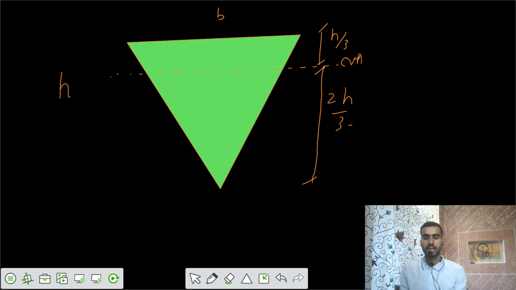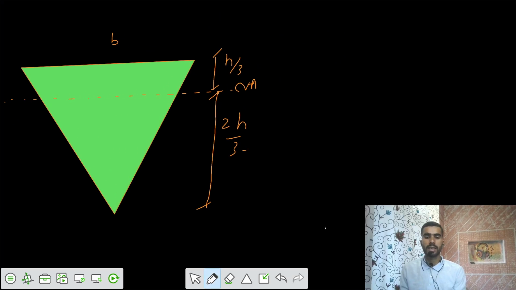So you want to take any point. Let's take any point A. This point is at a distance of y from the neutral axis.